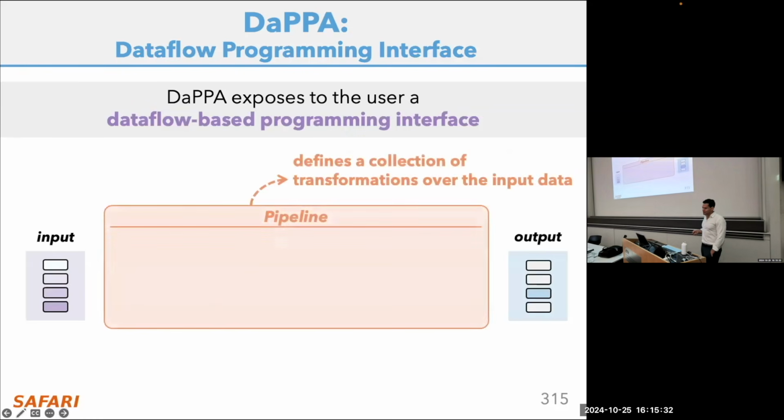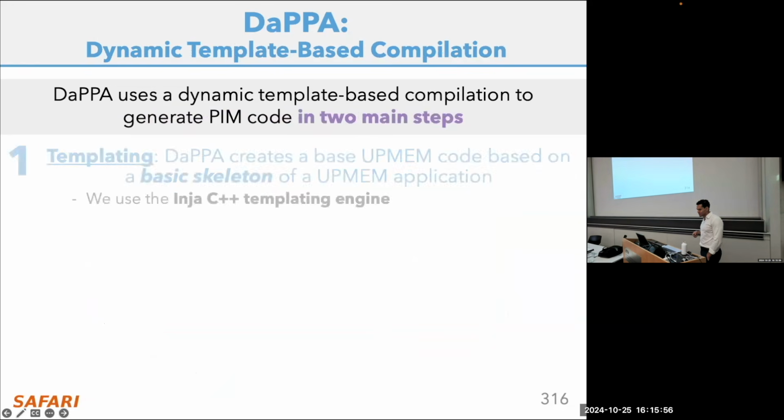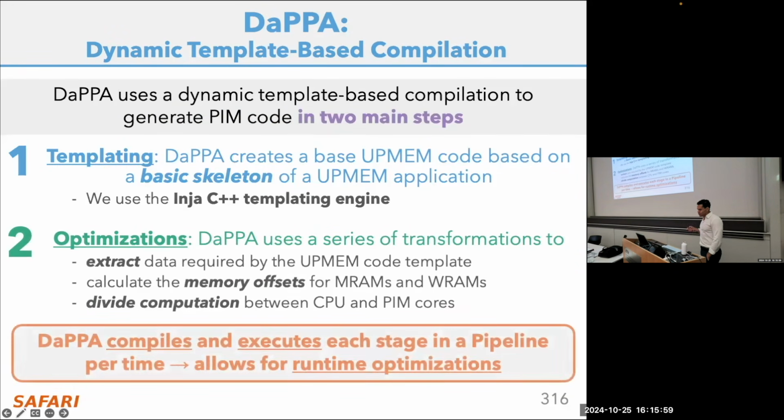The way this works is that we have this concept of a pipeline, and this pipeline allows you to do different transformations across different stages, and each stage represents a different data parallel pattern. Since the data flows sequentially across the different stages, the framework automatically handles the data transfers and the data orchestration routines that are required in the UPMEM system. So this DAPA framework that we implemented compiles and executes each stage of the pipeline automatically, completely independent from the user.